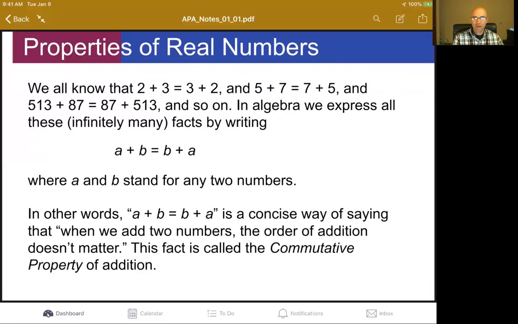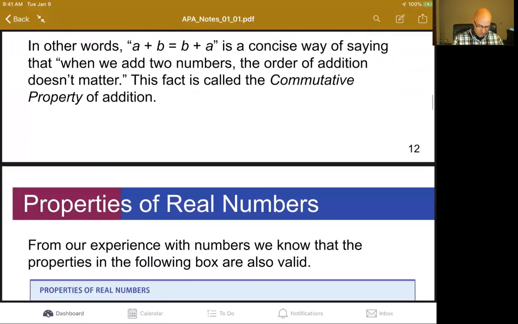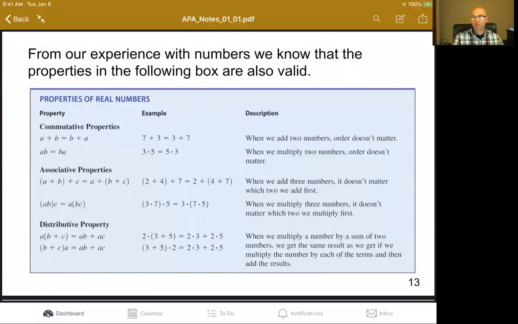The next step is to look at adding numbers. This property we're looking at, a plus b equals b plus a, is called the commutative property because the numbers can commute, which means to change position, and it still stays equal. Addition and multiplication are both commutative, so this is the commutative property of addition. They switch locations.